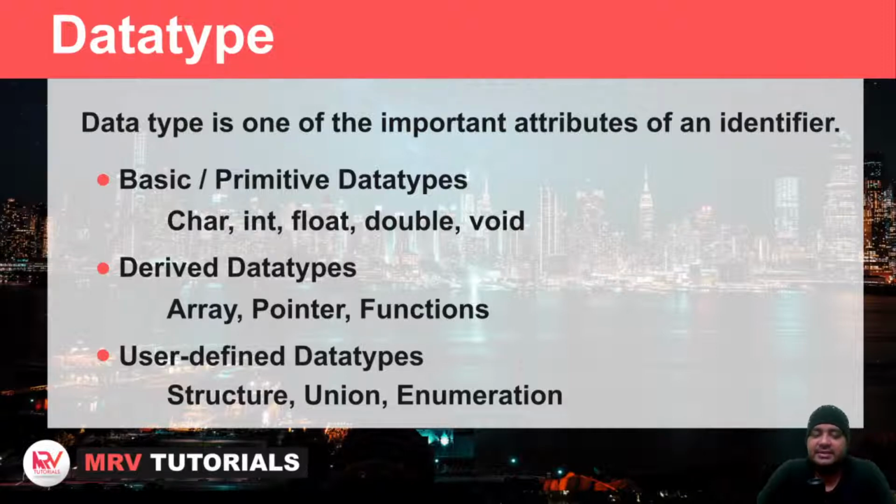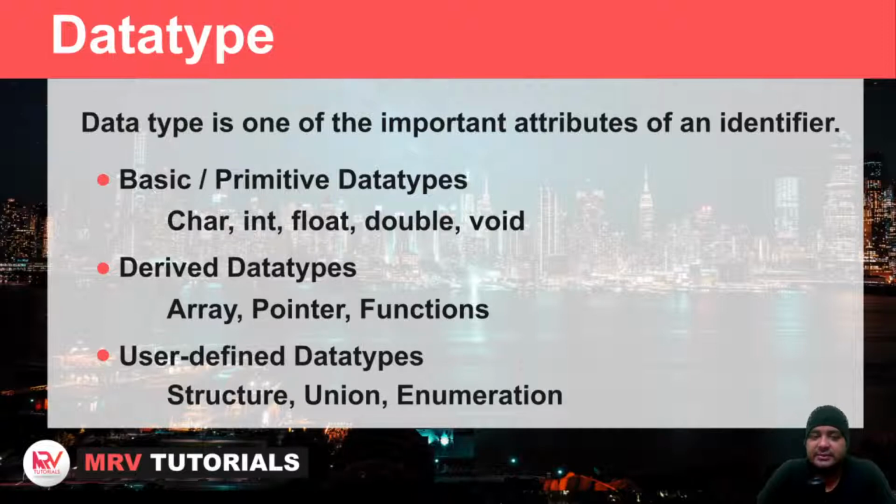Derived data types, here we are having around 3 derived data types: array, pointer and functions. What we are looking at inside your derived data type is that we are going to alter certain properties of your primitive data types so that you could achieve your derived data type. So this is what your derived data type comes under, right?